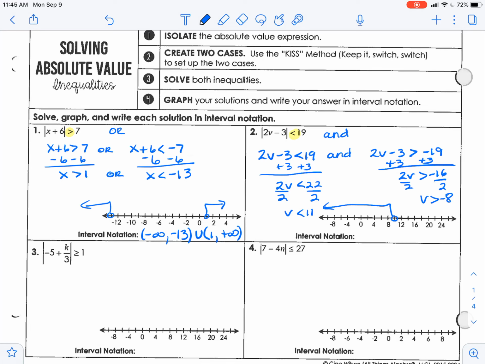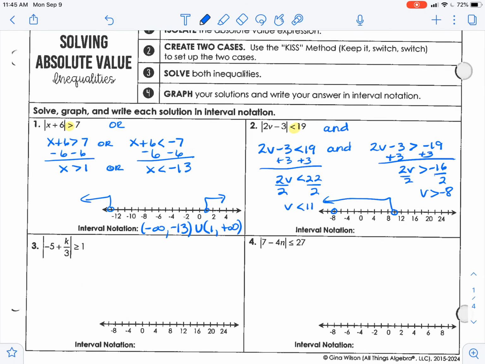Okay, so v is greater than negative 8. And again, this is an "and" equation. So remember, "and" is the intersection of the two graphs. So where do these two graphs intersect? Well, they intersect right here where you see both graphs.